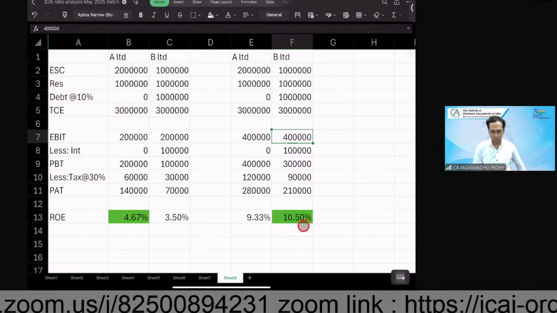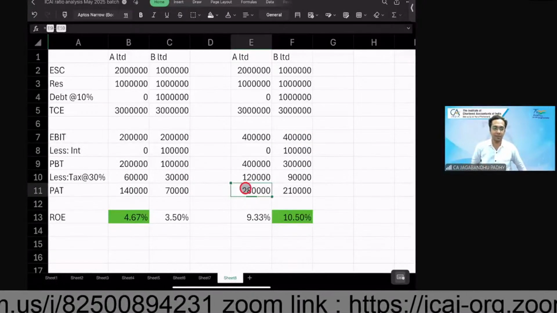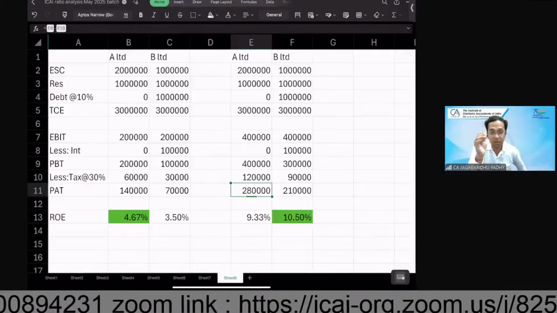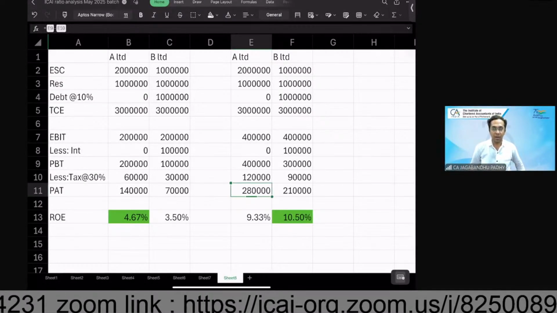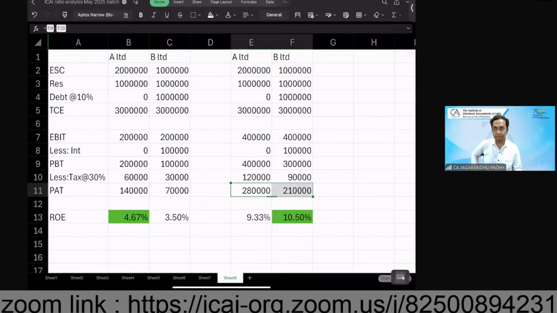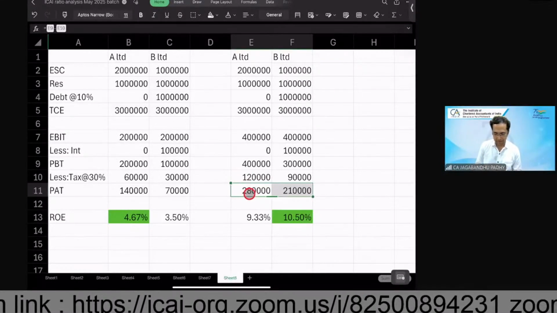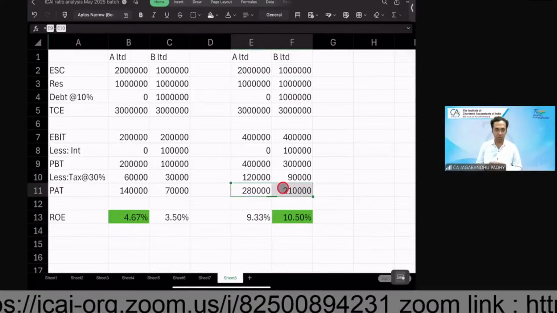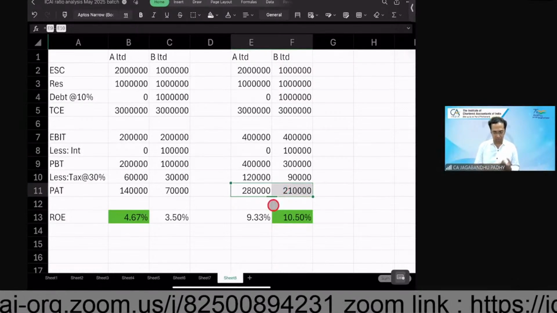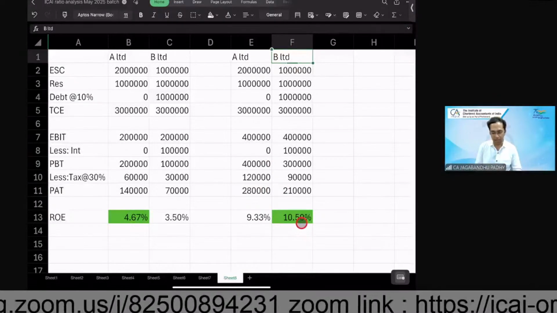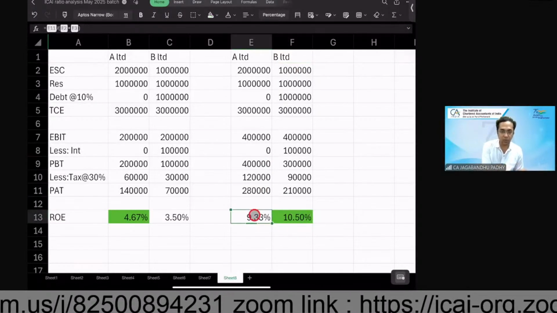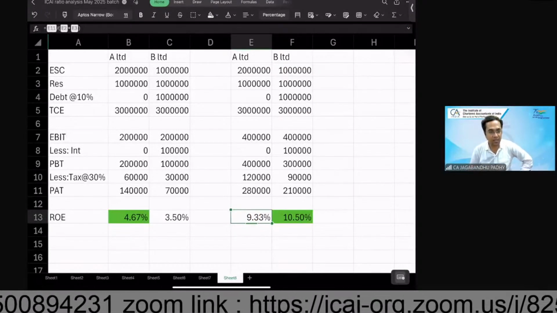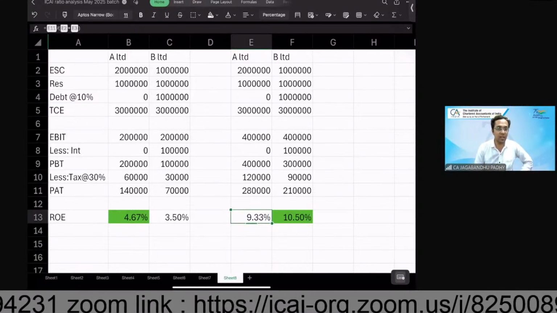But one thing pertinent to note is that PAT is still higher in A Limited. Profit after tax is still higher in A Limited, but percentage wise, the return on A Limited equity shares is less. Are we all able to observe that? A Limited PAT is 2,80,000. B Limited PAT is 2,10,000. It's something new that we are observing. In spite of having high PAT, we find that rate of return for B Limited is higher and rate of return for A Limited is lower. Now, why is it so?